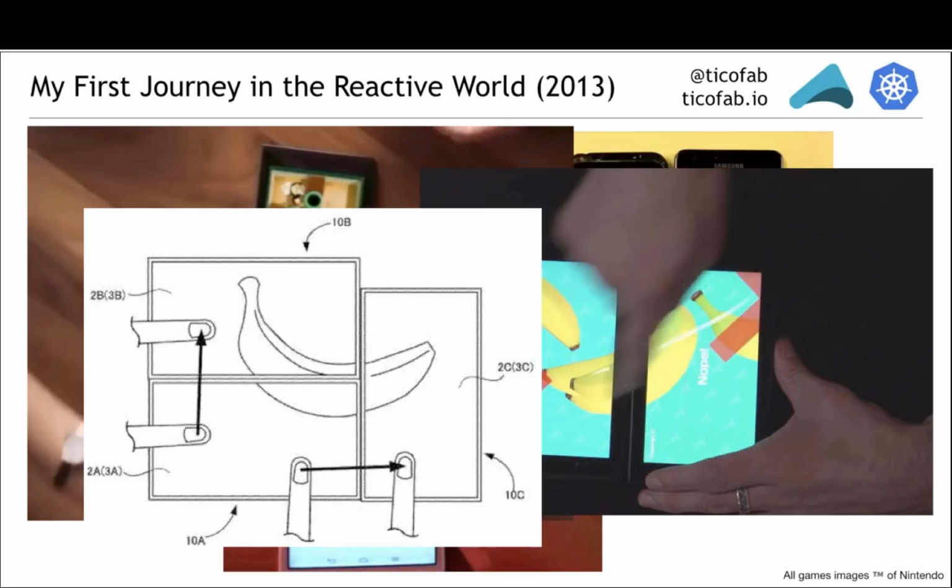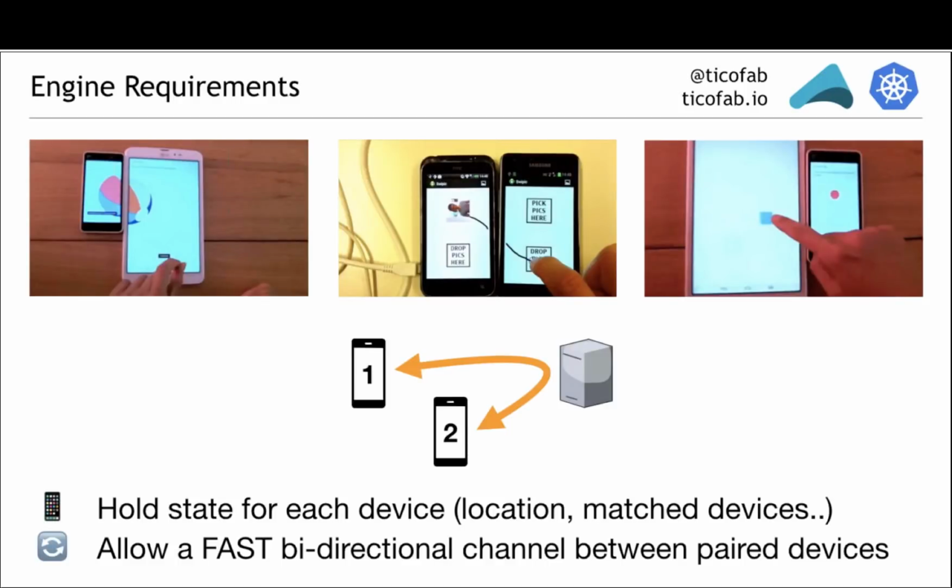So let's go back to our example. How would we go about that? If we imagine an engine, a service in the middle between devices that enables this communication between them, then there's a couple of very important engine requirements here. First, we need to hold state for each device, such as location, which other devices you matched with, or for the third example, who has the shape, which shape do I have? Do I have the square? Do I have the ball? Things like that. And also allow a fast bidirectional channel between paired devices to exchange data.